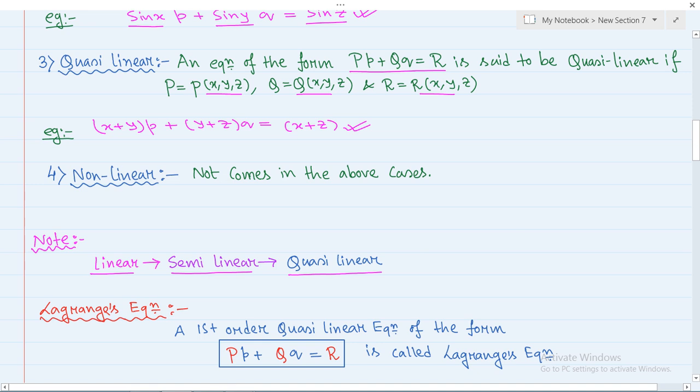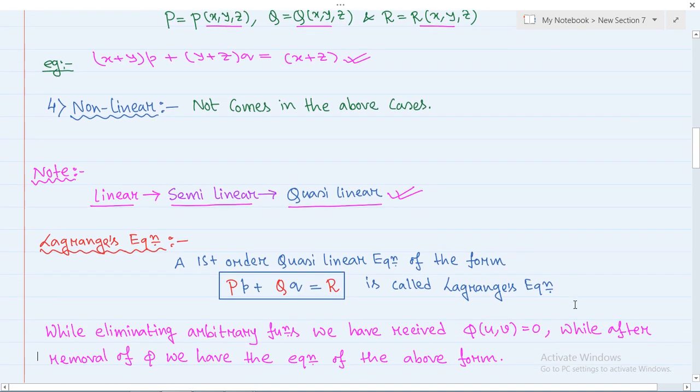So every linear problem can be treated as semi-linear, and more or less as quasi-linear also. If we know how to solve the first order quasi-linear partial differential equation, then we can easily solve the semi-linear and linear types of problem. But remember, the reverse cannot be followed: every quasi-linear equation cannot be semi-linear, and every semi-linear equation cannot be a linear type of partial differential equation. Now let us come to our description.